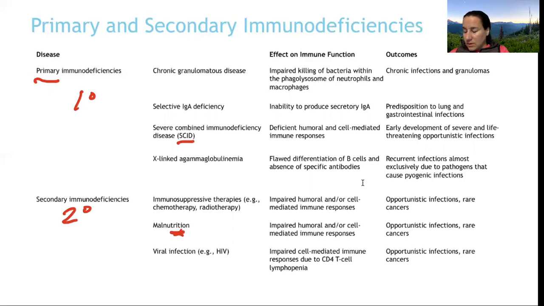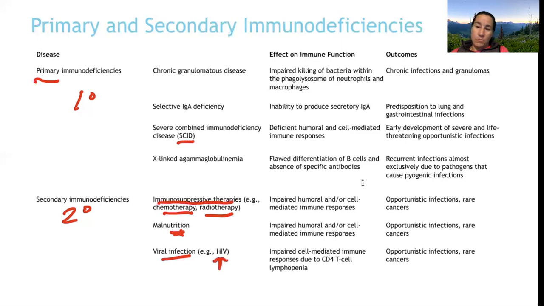Other causes are infections. If you're on immunosuppressive therapies, if you're on chemotherapy, like my brother-in-law is doing chemotherapy, if you have radiotherapy, both of these can cause secondary immunodeficiency where your B and T cells are not doing what they should. Viral infections, the prime example is HIV.